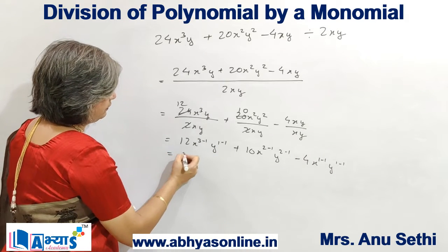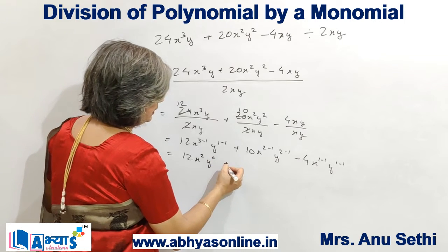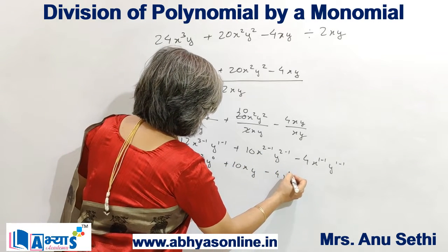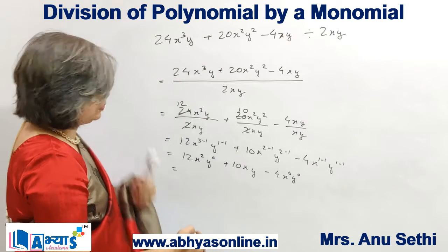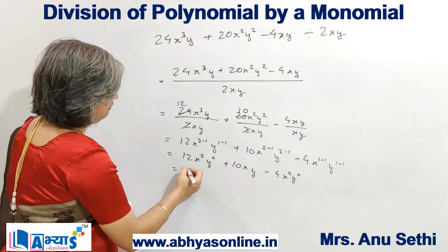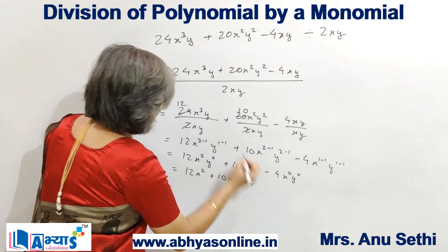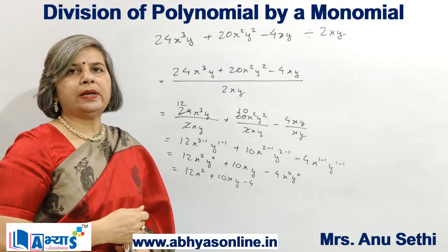So further solving, I get 12x square y raised to power 0 plus 10xy minus 2x raised to power 0 y raised to power 0, and we know that anything raised to power 0 is 1. So the answer will be 12x square plus 10xy minus 2. So this is how we can perform division of a polynomial by a monomial.